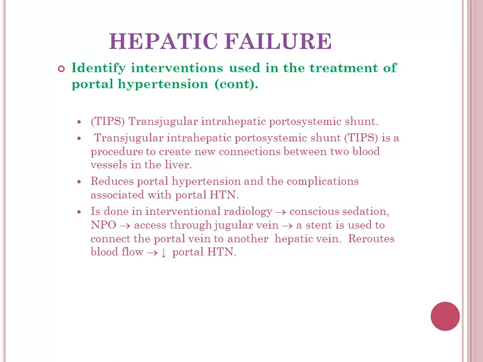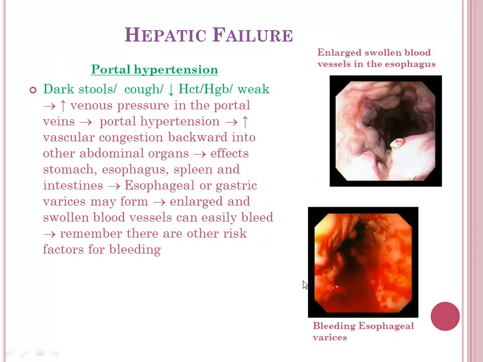As I said, the TIPS procedure is done in interventional radiology. That is not a surgical procedure, as in we don't slice and dice. This patient will have conscious sedation. And you know, anytime you give conscious sedation, they have to be NPO. We access through the jugular vein. A stent is used to connect the portal vein to another hepatic vein, and that reroutes the blood, which allows that blood to zoom through the liver and will reduce the portal hypertension.